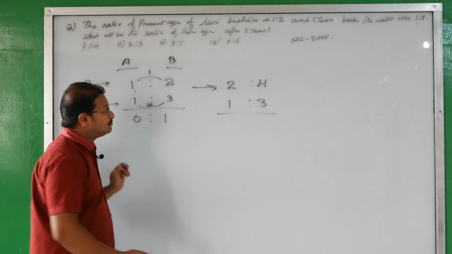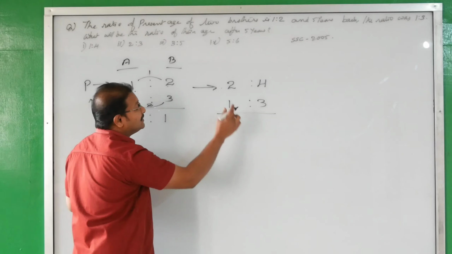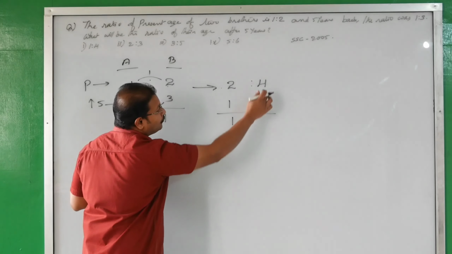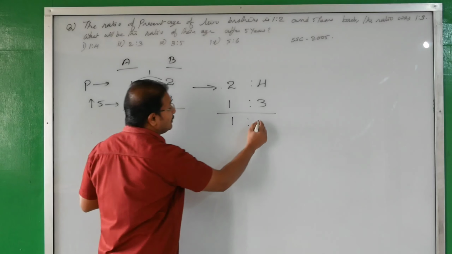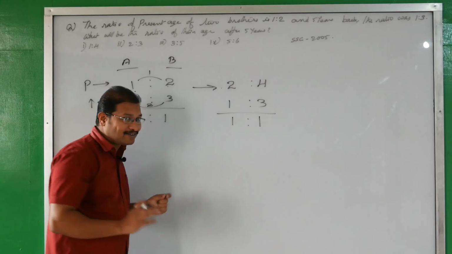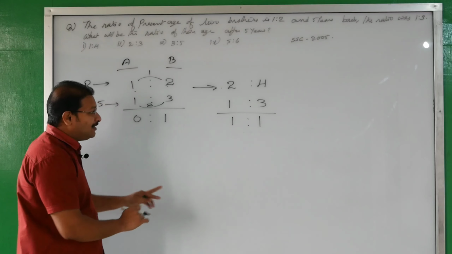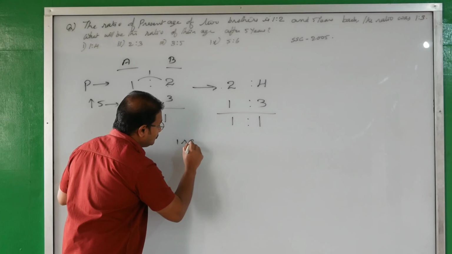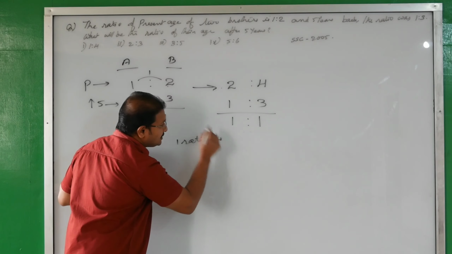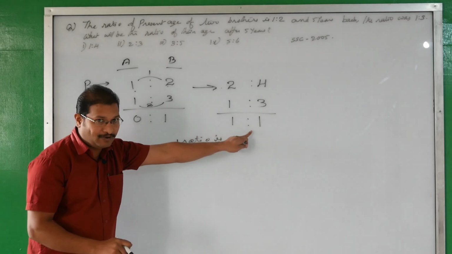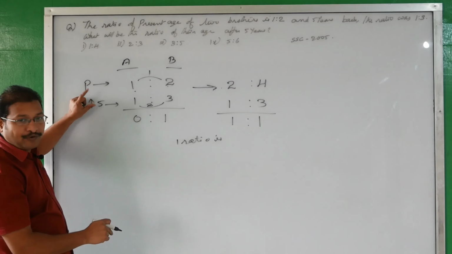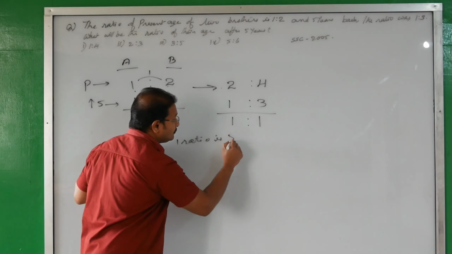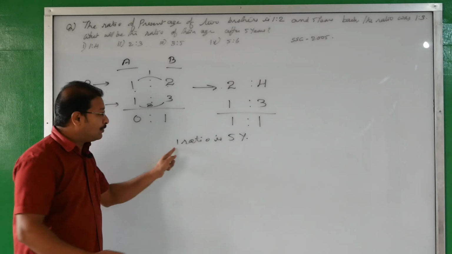Let's see the difference now. 2 minus 1, 1. 4 minus 3, 1. Now see, the ratios are the same. Ready? So now we'll take 1 ratio. 1 ratio is, what is the age difference? 5 years. So 1 ratio is 5.